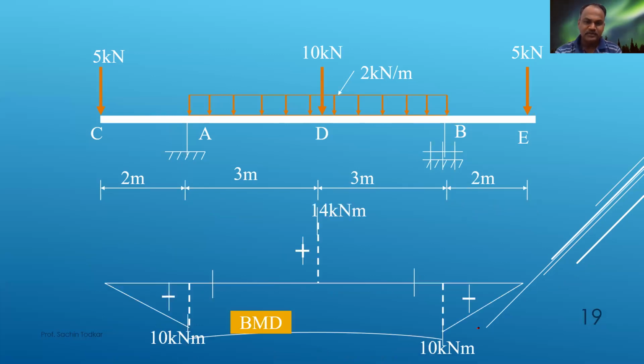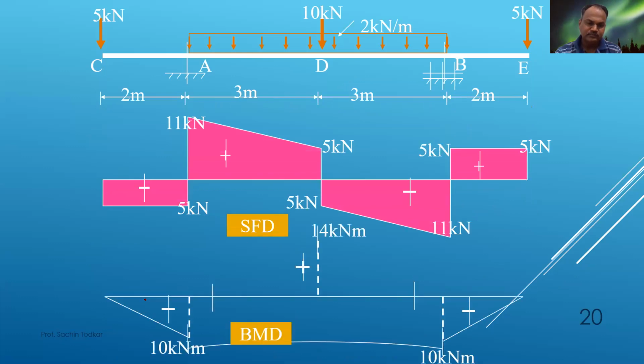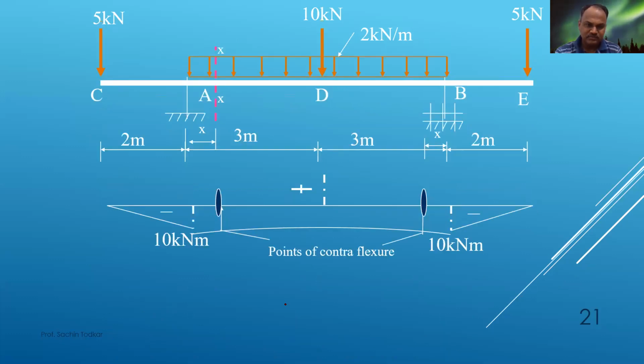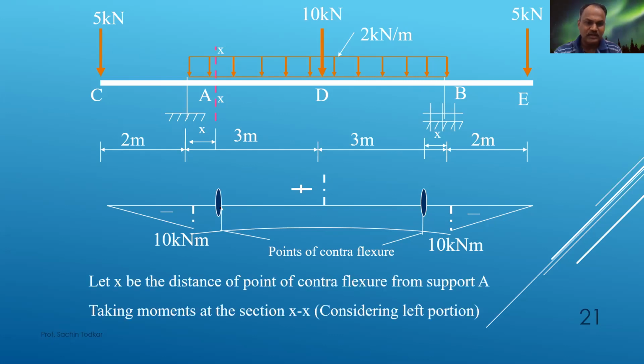And this bending moment diagram will be like this. Here there is no point of contraflexion. Oh, sorry, there is a point of contraflexion. I showed it wrongly. This is 14 kilonewton meter, so it is positive, so it will be in an upward direction. So there will be 2 points of contraflexion. And how to calculate the point of contraflexion, that we are going to see here.